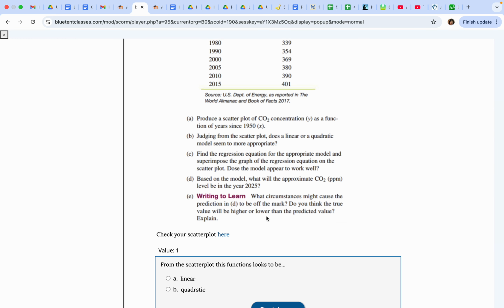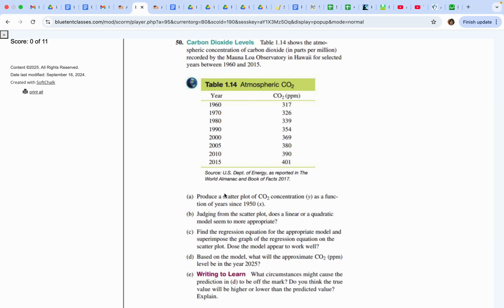What circumstances might cause this prediction to be off? Well, it might be that it's too far away and something changes. Anytime we have a data set, it's called extrapolation. Anytime we're extrapolating what happens after the data set finishes, we like to think that past behavior is the best predictor of future behavior, or the past predicts the future. But anytime something changes, something could change between 2015 and 2025, and that would make our model inaccurate. So I hope that helps you with this problem.